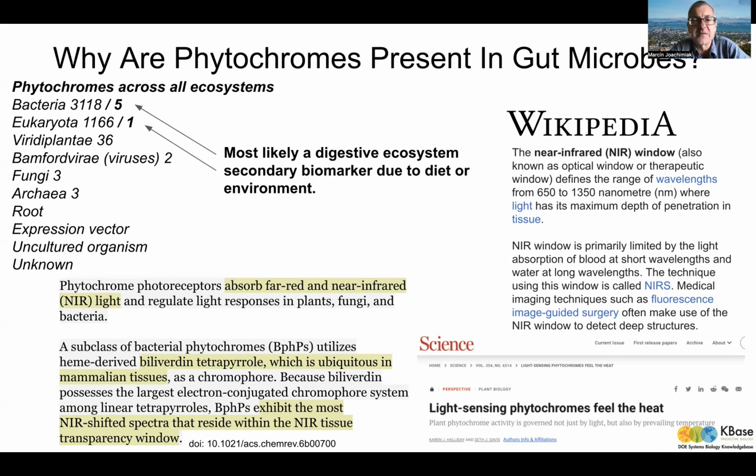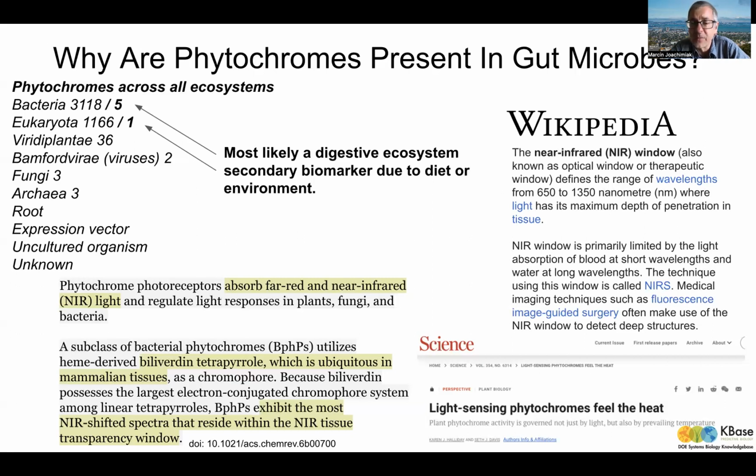And so we think these are kind of secondary biomarkers that are due to diet or environment that are traveling with that sample, so representing more a mixed case or maybe even contamination, if you wish. However, the phytochrome story itself is quite interesting. So there are known examples of bacterial phytochromes that can utilize a mammalian tissue chromophore, and these are in fact the most near infrared shifted towards the tissue transparency window.